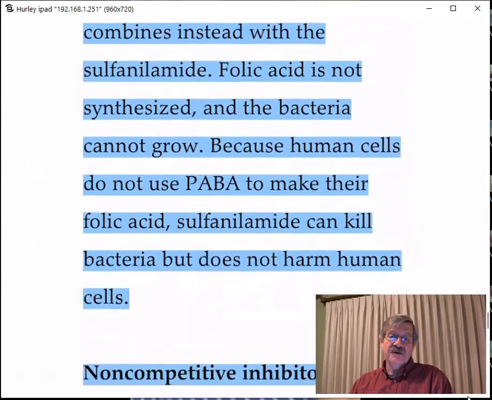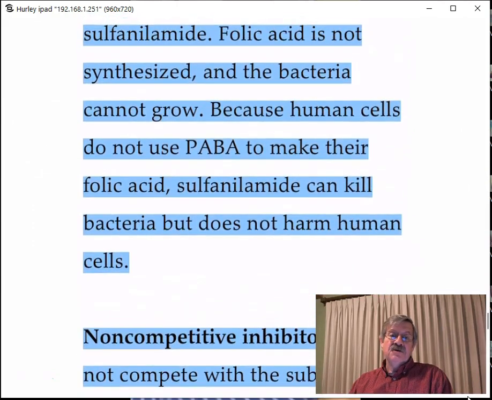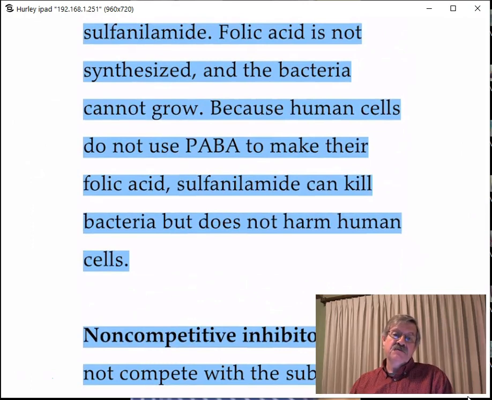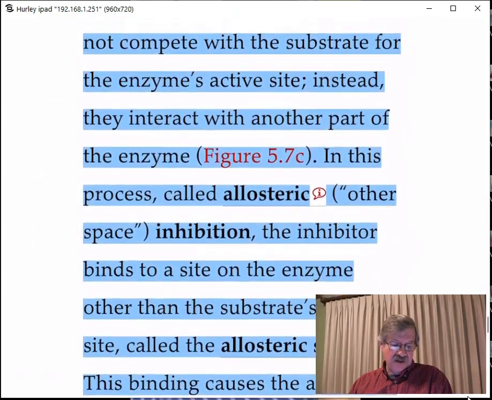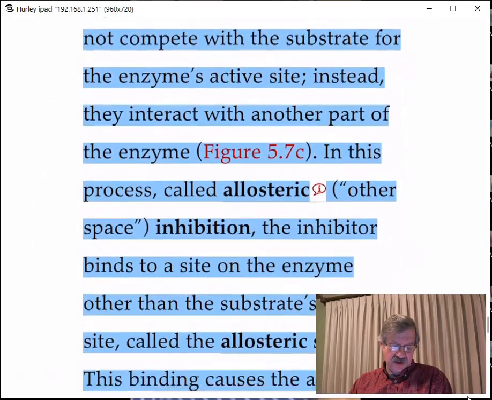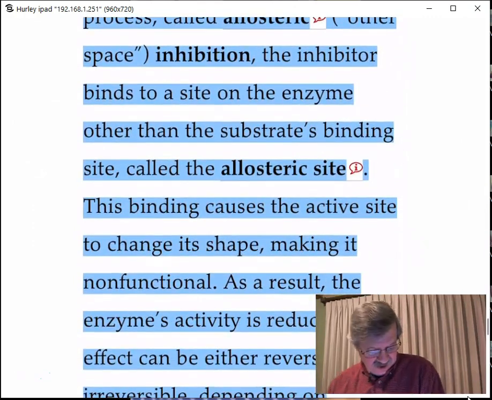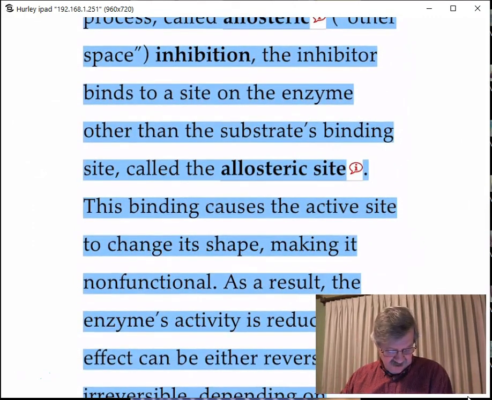If we go on down here and look at this, humans do not use PABA to make their folic acid. We have to obtain folic acid from other organisms. So we can take sulfanilamide and it will kill the bacteria, but it doesn't harm the human cells. And then here it discusses the non-competitive inhibitors and the allosteric site that we looked at in the diagram above.